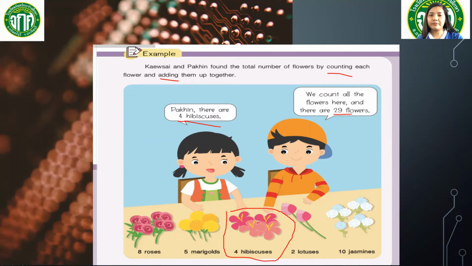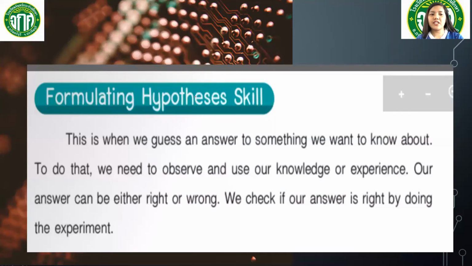skill. Next, so after number skills, we have formulating hypothesis skill. This is when we guess an answer to something we want to know about. Now to do that, we need to observe and use our knowledge or experience. So our answer can be either right or wrong. So we check if our answer is right by doing the experiment.